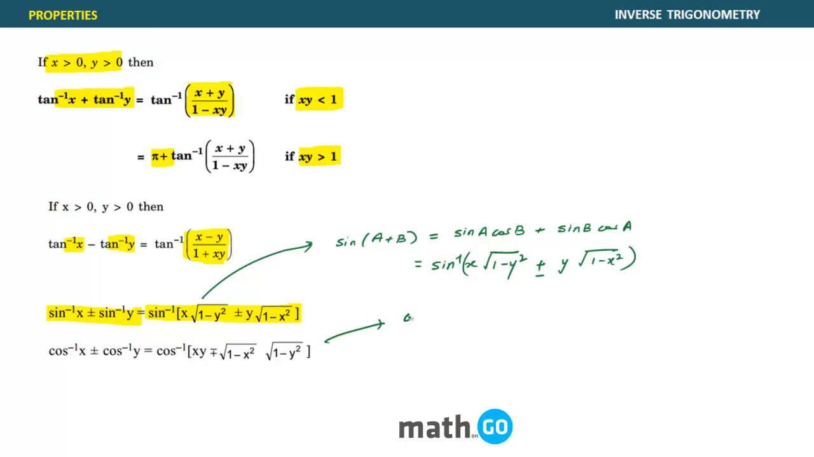Similarly, if you want to remember the formula for cos inverse, recall cos of a plus b. What is cos of a plus b? Cos a cos b minus sin a sin b. Right? So for this, you will just put the formula as cos inverse of xy, because you have taken these to be x and y, minus under root of 1 minus x square into under root of 1 minus y square. This is how you can remember them.